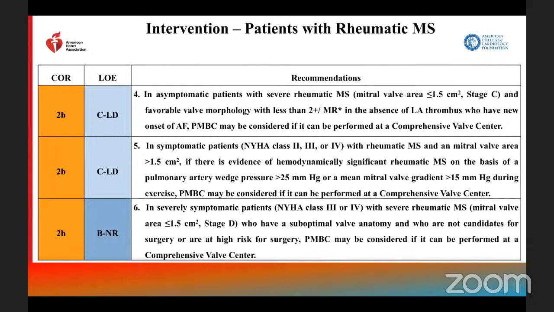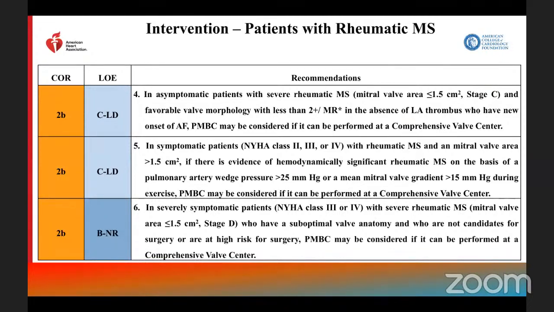For symptomatic patients with rheumatic MS and mitral valve area more than 1.5 centimeters square, if there is evidence of hemodynamically significant rheumatic MS on the basis of a pulmonary artery wedge pressure more than 25 millimeter mercury or a mean mitral valve gradient more than 15 during exercise, percutaneous mitral balloon commissurotomy may be considered if it can be performed at a comprehensive valve center. That's a class 2B as well.